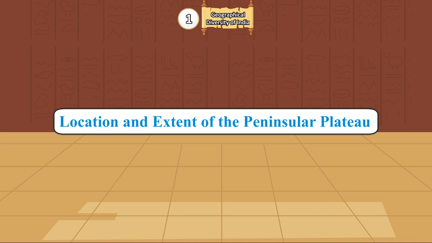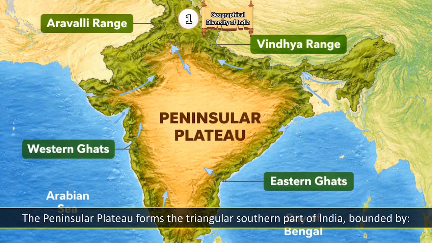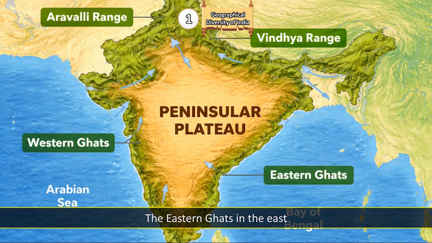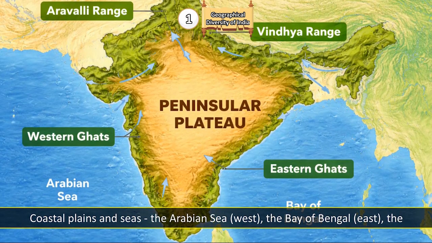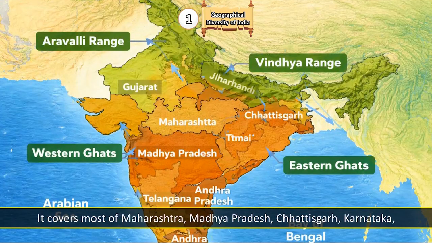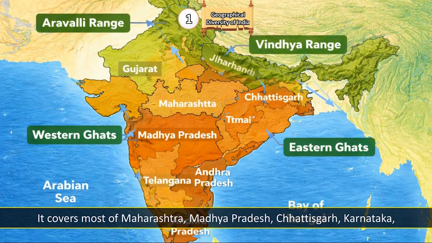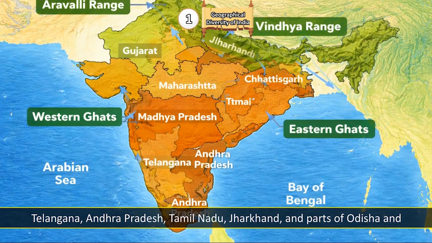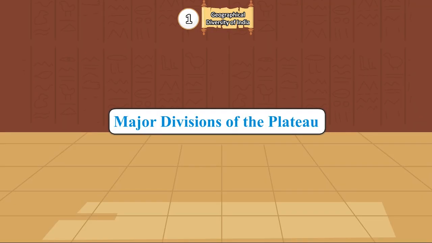Location and extent of the Peninsular Plateau. The Peninsular Plateau forms the triangular southern part of India, bounded by the Western Ghats in the west, the Eastern Ghats in the east, coastal plains and seas: the Arabian Sea in the west, the Bay of Bengal in the east, and the Indian Ocean in the south. It covers most of Maharashtra, Madhya Pradesh, Chhattisgarh, Karnataka, Telangana, Andhra Pradesh, Tamil Nadu, Jharkhand, and parts of Odisha and Gujarat.